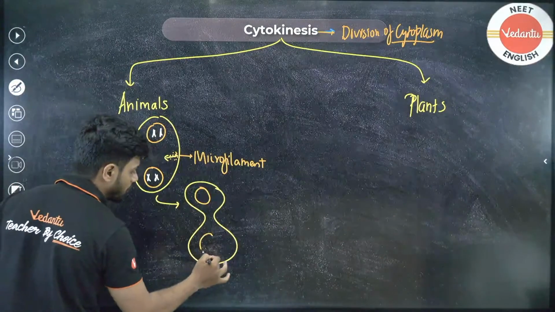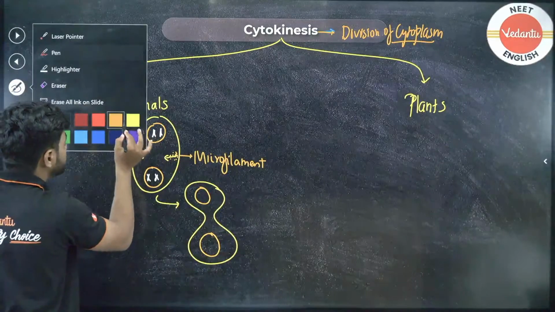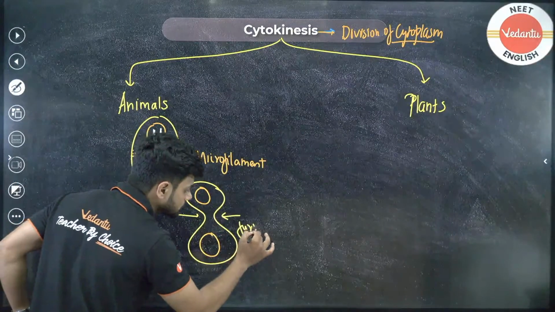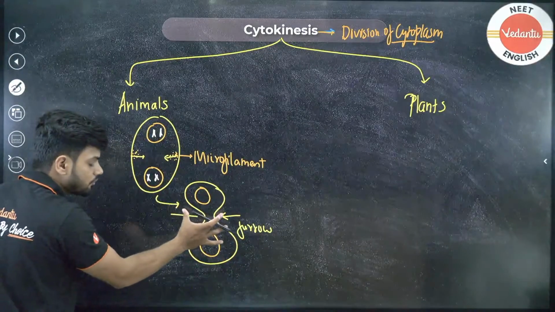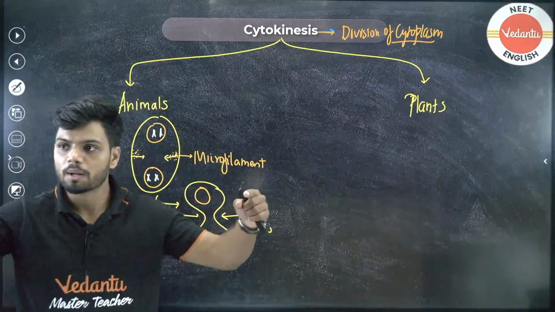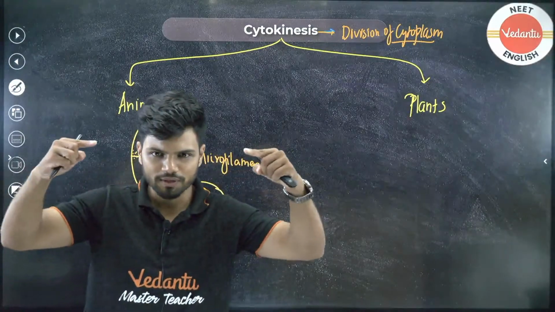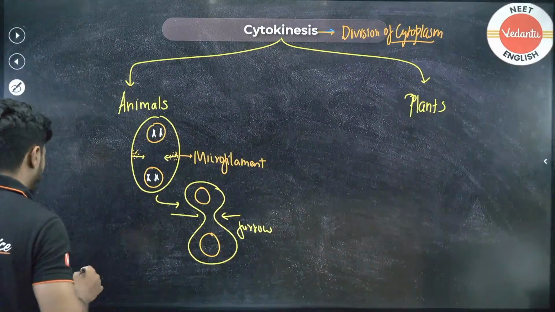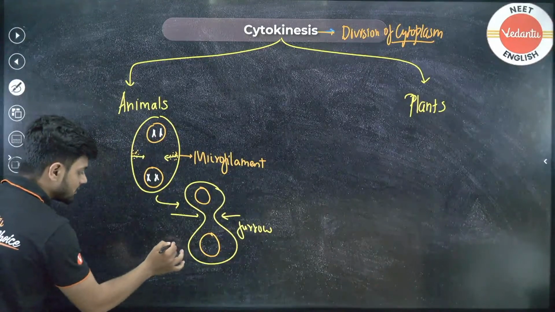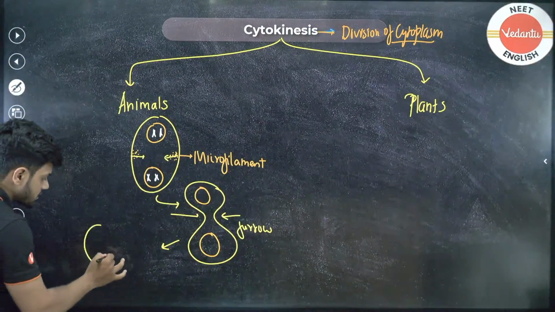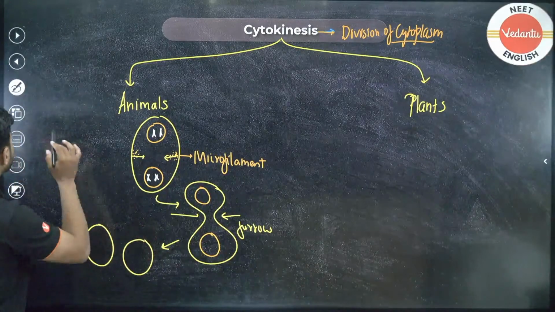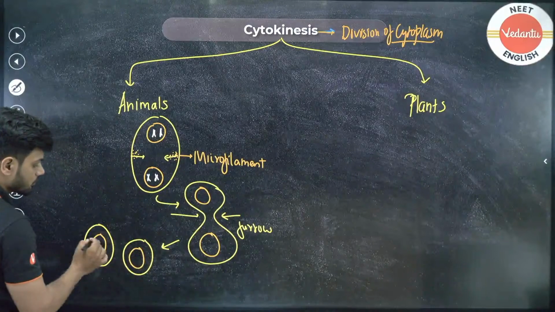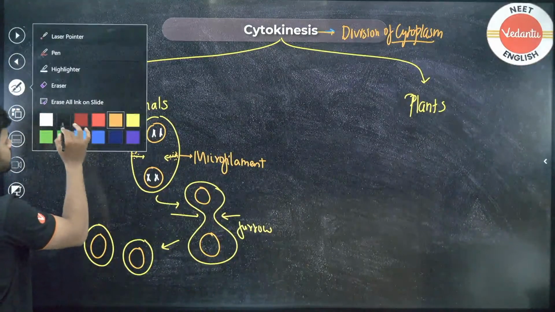One cell here, one cell here. This is called furrow formation. Can you see? You're trying to pinch it from two sides, like a balloon. And in the end, you'll get two different cells with two different nuclei, and all the chromosomes will be on the inside.